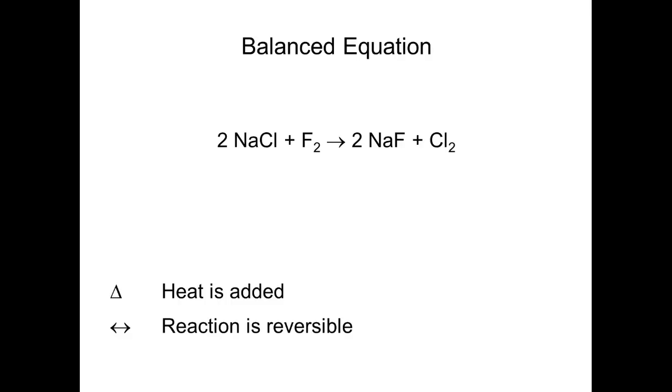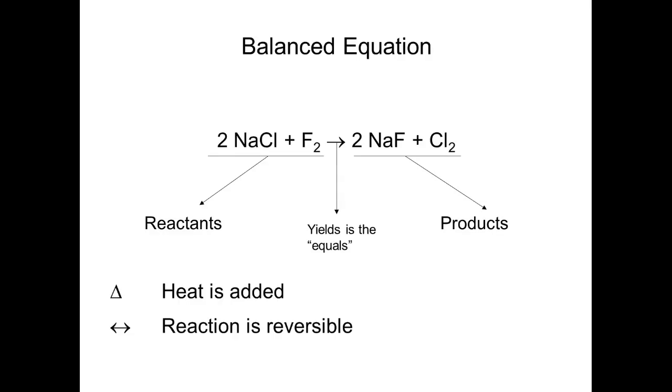So some pieces in this balanced chemical equation are, you have things on the left of the arrow, which are the reactants, and you have substances on the right side of the arrow, which are your products. The arrow is the yields, or the equal sign. Kind of like in a math equation, you have an equals, like y equals mx plus b. This is the reactants equals the products.